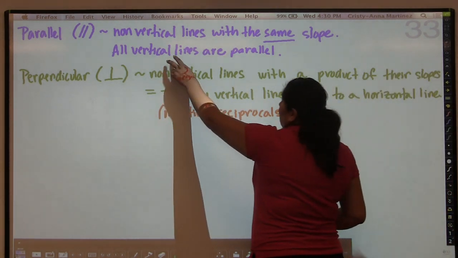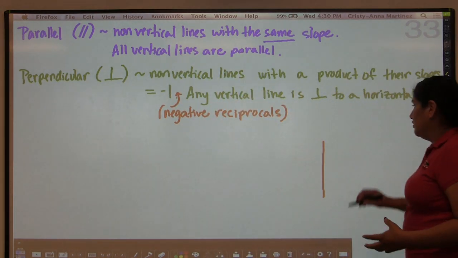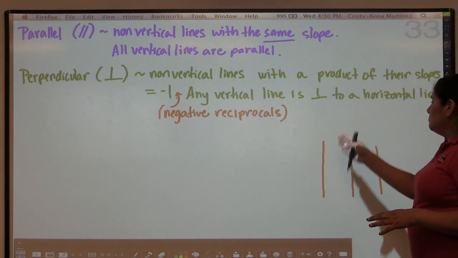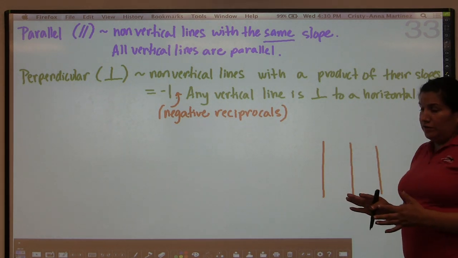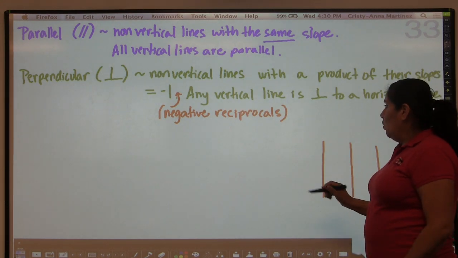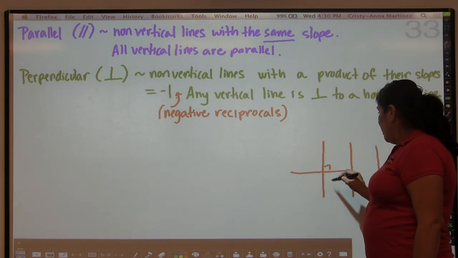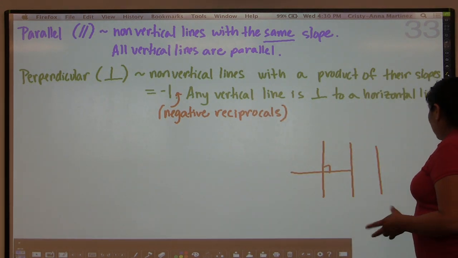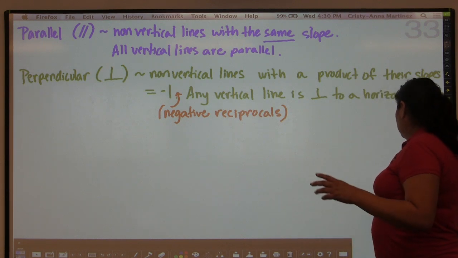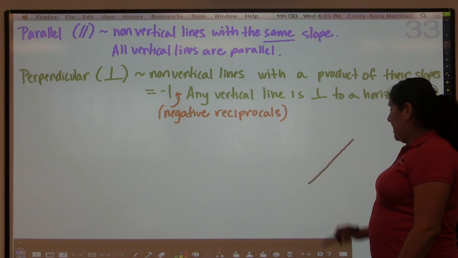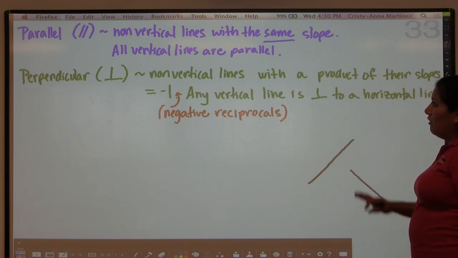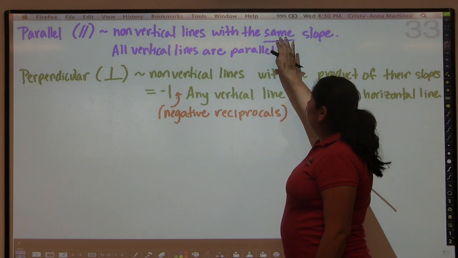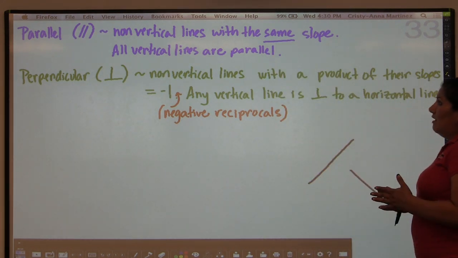Like I said here, all vertical lines are parallel to each other. So if there are multiple vertical lines, they will all be parallel to each other. And any vertical line will be perpendicular to a horizontal line, which is what it says here. But aside from vertical lines and horizontal lines, everything else under the sun that has a diagonal like this or like this, all the other kinds of lines, we know that they will be parallel if they have the same slope. Okay? So parallel means same slope.